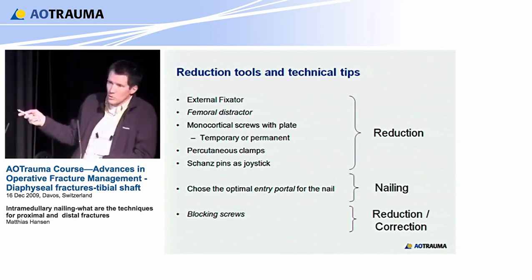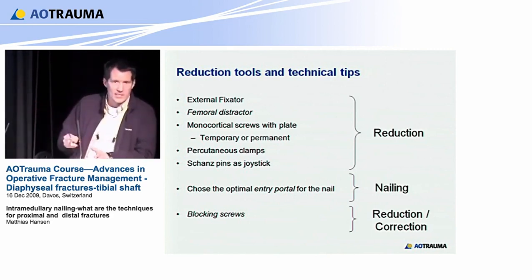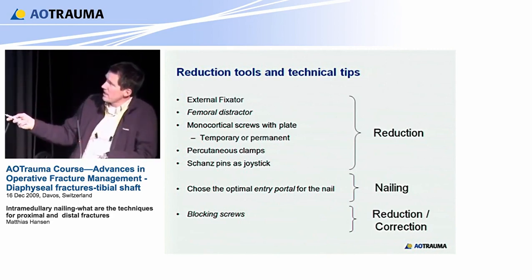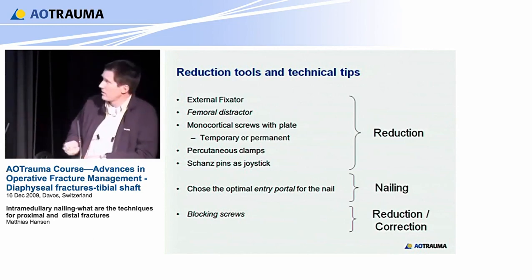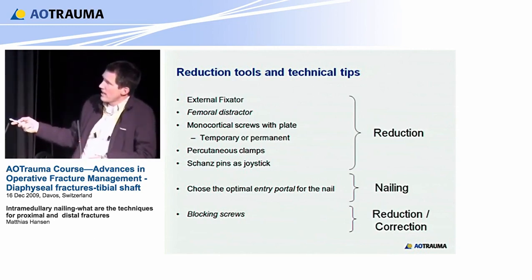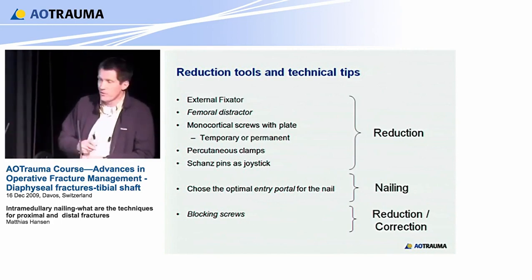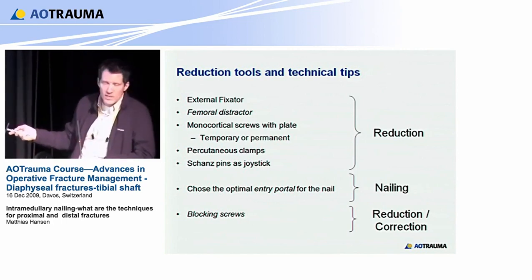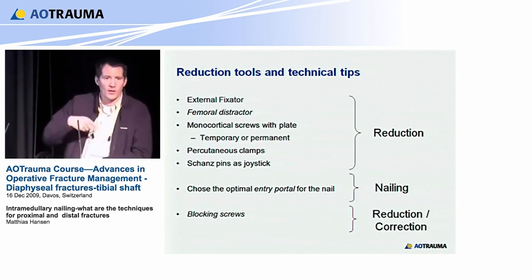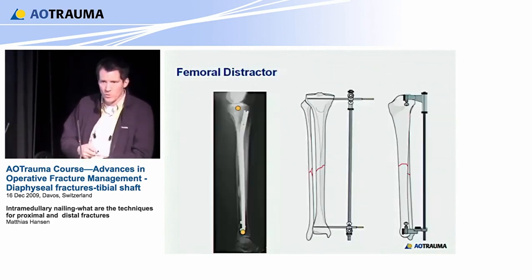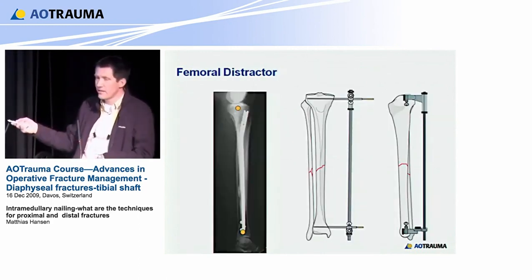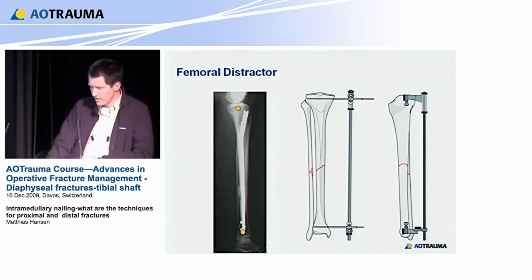For reduction tools, we have seen many things in the last talk, so I just emphasized the femoral distractor. Then we go to the nailing procedure and the optimal entry portal to minimize our stress during nailing. And then, once we are running into problems, we go for correction by blocking screws, or we may use this technique for primary good reduction.